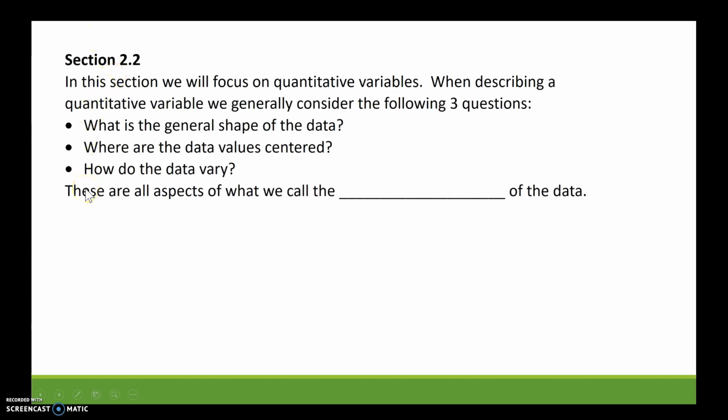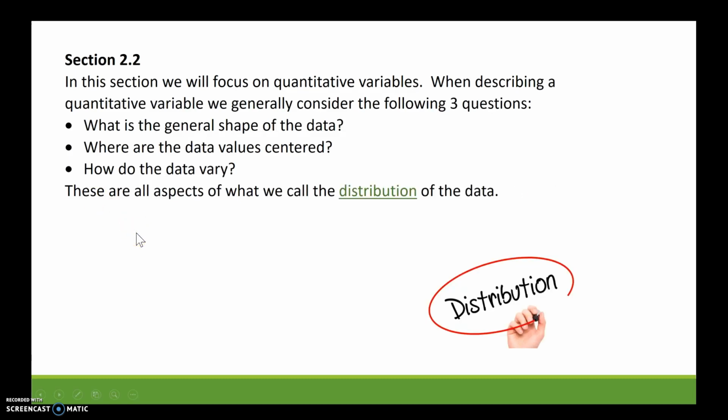When describing a quantitative variable, we're generally going to consider the following three questions. We want to know the shape of the data. In other words, if we make a plot of it, what does it look like? Where are those data values centered? And how do they vary? Are they really spread out, or are all the data points really close together? These are all aspects of what we call the distribution of the data. So when we talk about the distribution, we're really looking for a way to summarize all three of these questions. And that's what we're going to start talking about: the distribution of a data set.